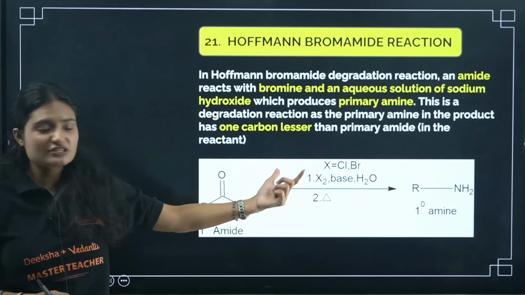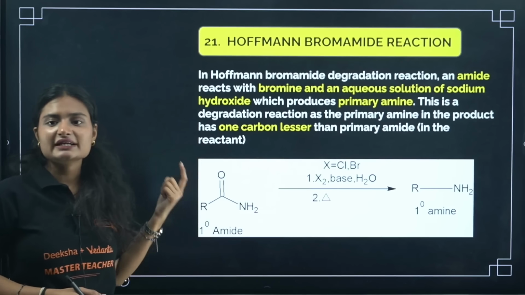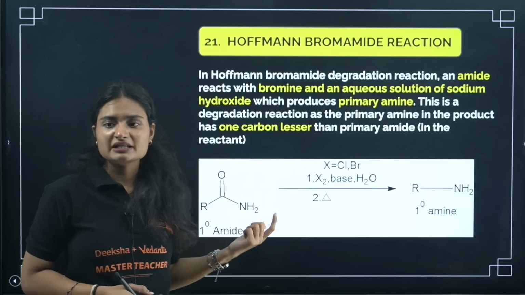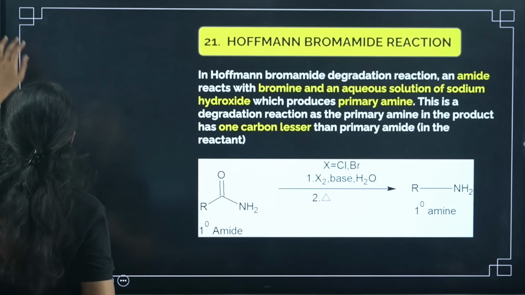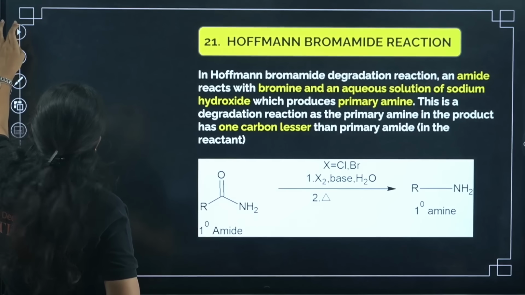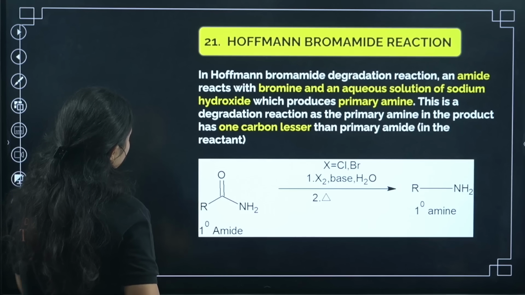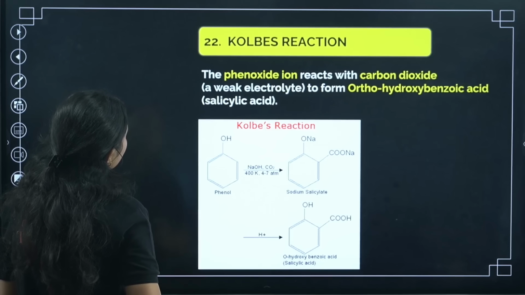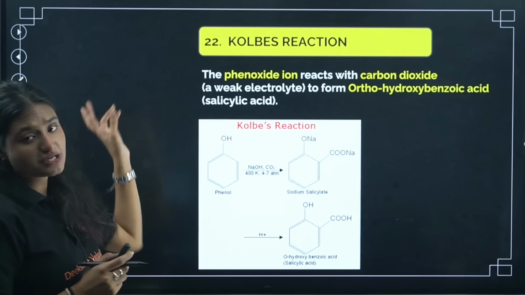So it is also used for synthesis of primary amines, okay. How do we synthesize it? We treat with chlorine or bromine in presence of a base, and we get an amine which is one carbon less than the primary amide, okay. Next reaction, we're almost towards the end actually, okay. Next is your Kolbe's reaction.